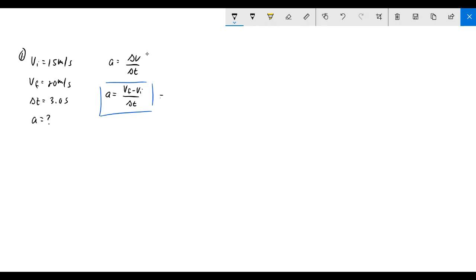Now that we have our equation, it's simply a matter of putting the numbers in with their units. So we have 20 meters per second for our final speed. Initial is 15 meters per second. And the time was 3 seconds. So you can always use the calculator for this part. And we see that we get 1.7, and the units are meters per second squared for acceleration. So this is our answer for the first problem. The acceleration is 1.7 meters per second squared.